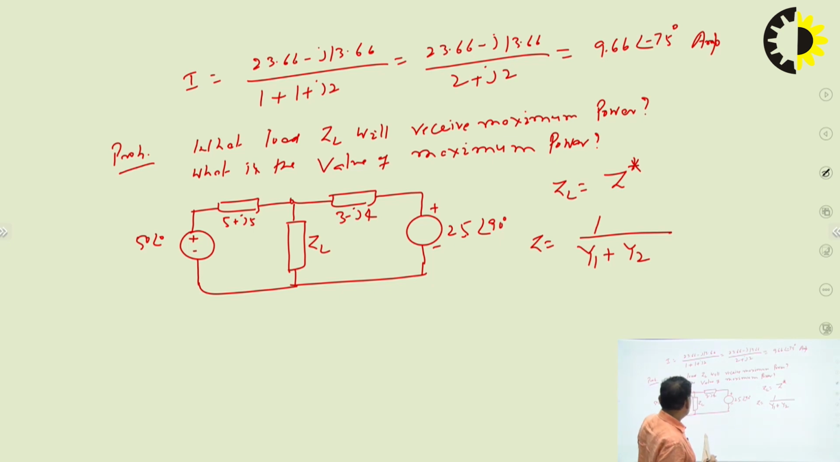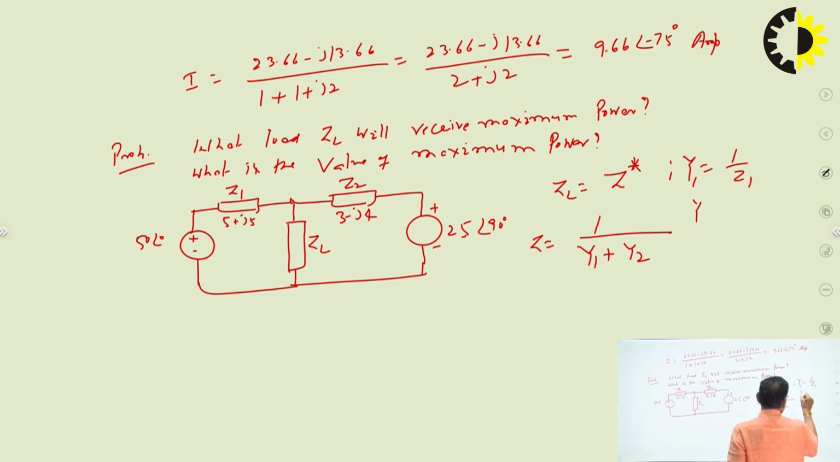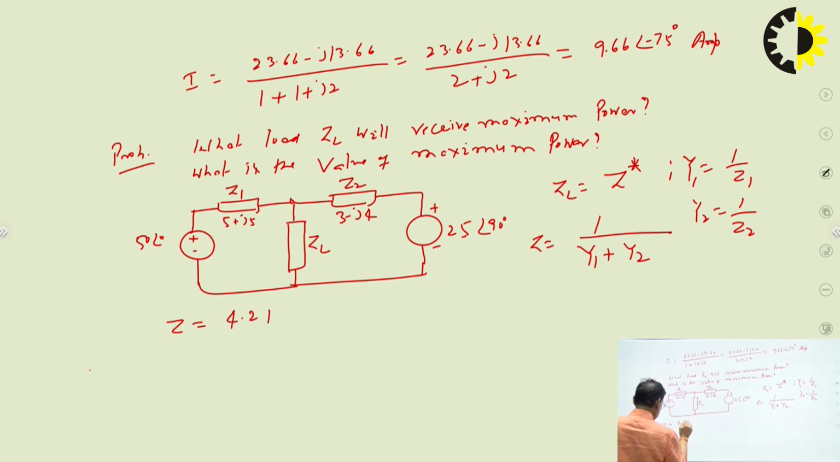This is your Z1, and this is your Z2. So, we can find y1, which is nothing but 1 by Z1, and y2, which is 1 by Z2. Then take the summation of y1 and y2 and take the reciprocal, that will give the Z. Once we get Z, we take the complex conjugate. So I am just writing straight away, Z is coming 4.24 minus j1.18 ohm.